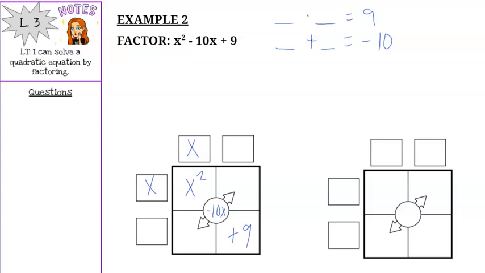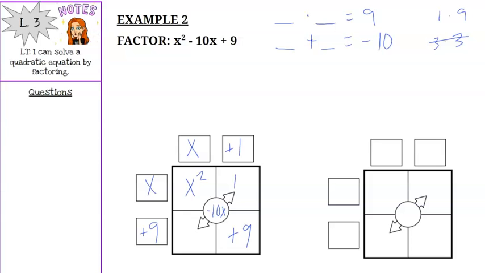So our factors of 9, we have 1 times 9, and we have 3 times 3. So if I look at 3 times 3, 3 plus 3 is going to give me 6. 3 minus 3 is going to give me 0. So I'm going to take that off the table. So I know I need to use the numbers 1 and 9. So I'm just going to put 1 here, 9 here, make them positive.